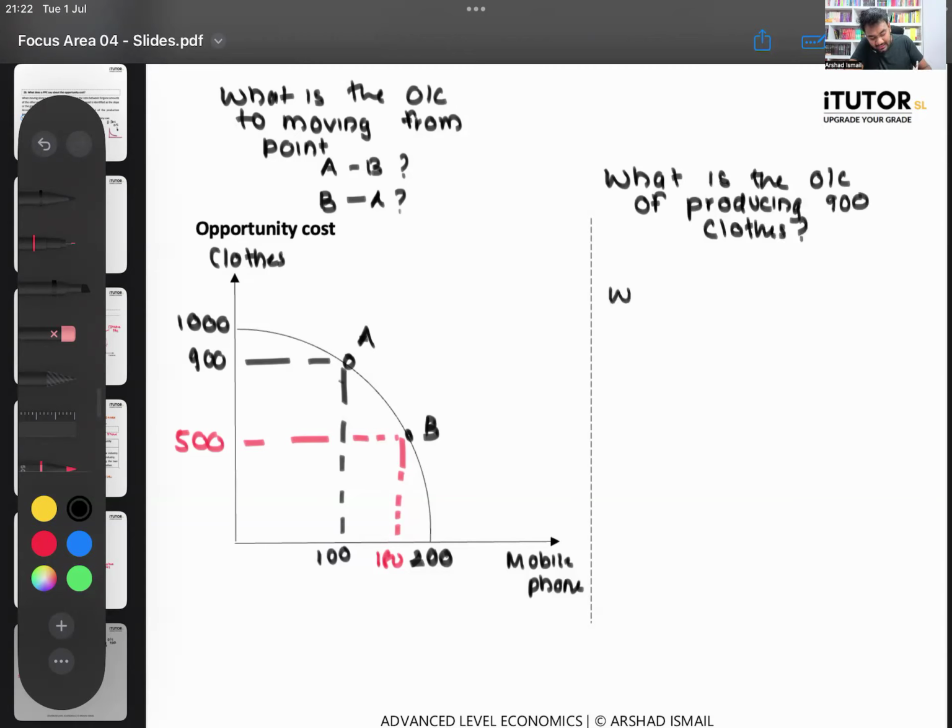Another one they can say is, same thing, I'll turn it around. What is the opportunity cost of producing, let's say, 100 mobile phones? They can ask it like that.